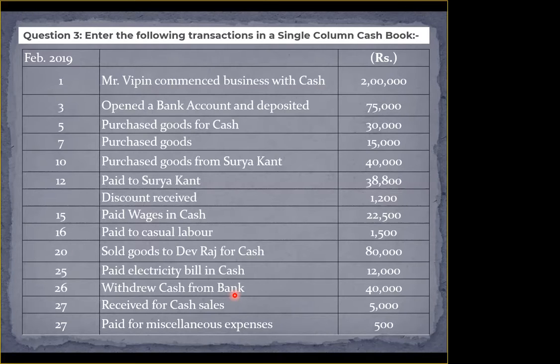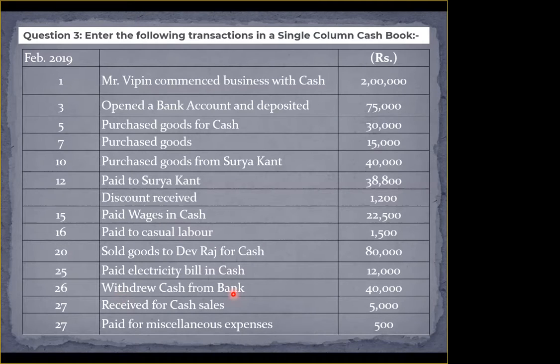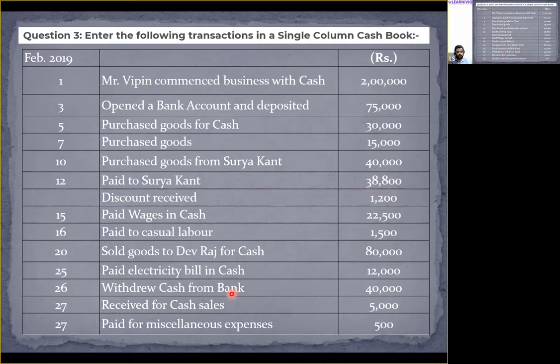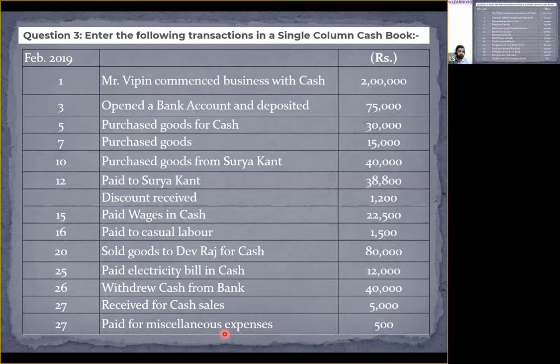If it were a drawing, it would be recorded on the credit side. But because we are withdrawing cash from the bank, which leads to a cash inflow into the business, it will be recorded on the debit side. Now on the 27th, received for cash sales. We are selling goods for cash and receiving the amount, so it will be debited in the cash book as to sales account. And last is paid for miscellaneous expenses. Because it is a kind of expense, it will be credited in the cash book by miscellaneous expenses account.